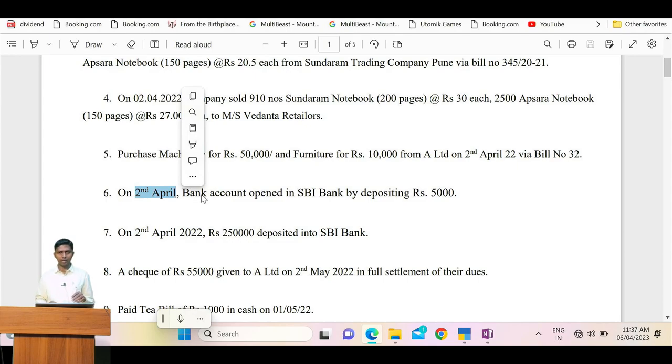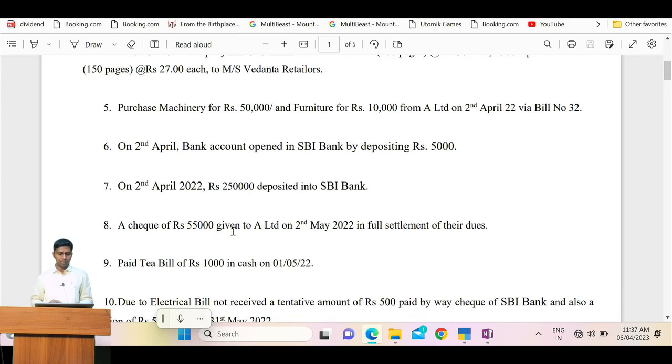In regular classroom, I asked some students, they said for machinery also purchase account debit, but for machinery no, you cannot give debit to purchase, you have to give debit to that fixed asset, therefore machinery debit. Remember this. And then on 2nd April itself, we deposited 2,05,000 in SBI.